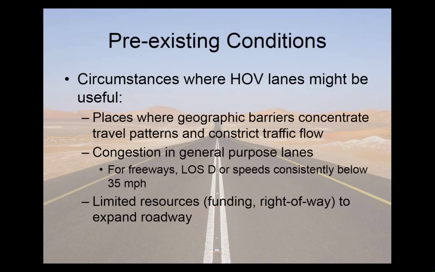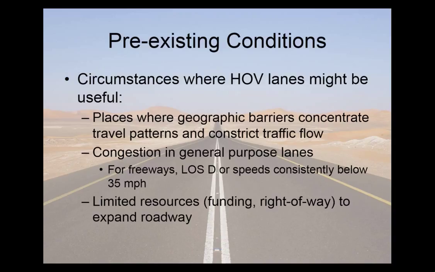Now, situations where HOV lanes might be warranted are in places where geographic barriers like mountain ranges and existing developments concentrate travel patterns and constrict traffic flow. One major example is California, due to the geography there, with the mountains and forests. They constrict travel to just a few corridors, and these corridors are often very crowded.